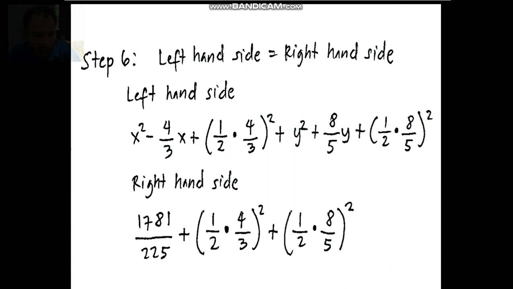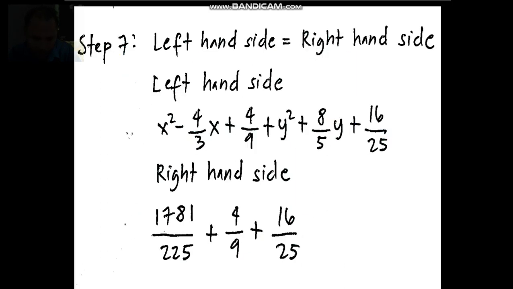To find the third term of x squared minus 4/3 x, the fraction 1/2 was multiplied by the numerical coefficient of x. Then the product was squared. Same procedure was done for y squared plus 8/5 y. These were all in the left-hand side. Notice that two new quantities were added in the left-hand side. These same two new quantities were added also in the right-hand side to maintain the balance of the equation.